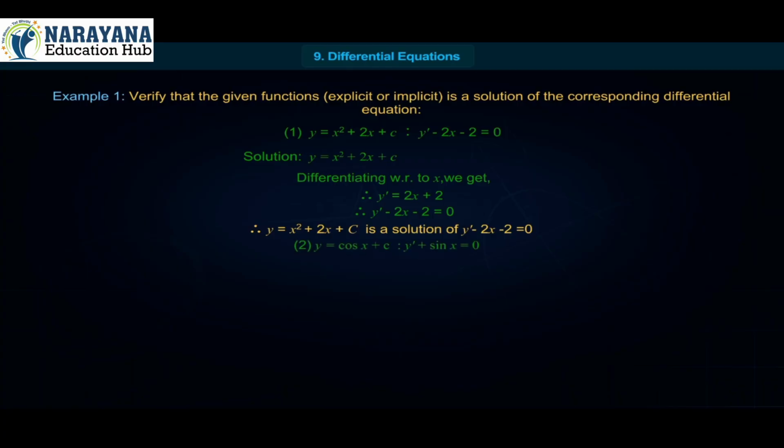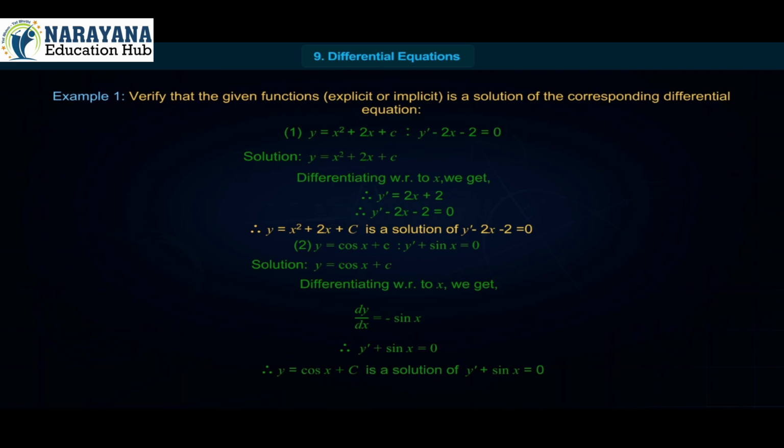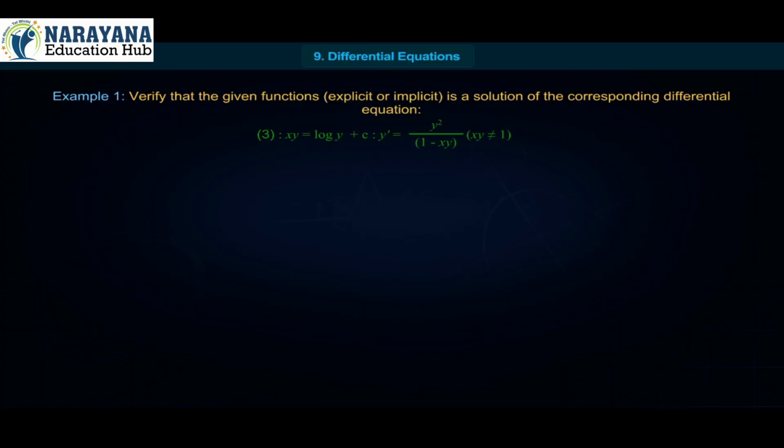Number 2. y is equal to cos x plus c. y dash plus sin x is equal to 0. Solution. y is equal to cos x plus c. Differentiating with respect to x, we get dy by dx is equal to minus sin x. Therefore y dash plus sin x is equal to 0. Therefore y is equal to cos x plus c is a solution of y dash plus sin x is equal to 0.